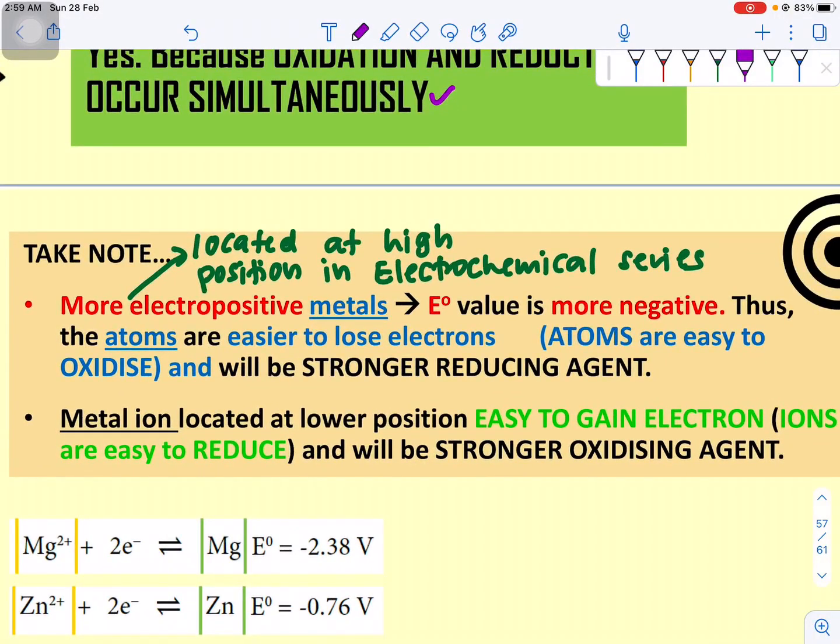Okay, just now we were talking about displacement of metal, and displacement of metal will happen when a more electropositive metal displaces a less electropositive metal. So we need to know who is more electropositive. So who is more electropositive? A more electropositive metal is a metal located at a higher position in the electrochemical series, and at a higher position, its E node value is of course more negative. When the E node is more negative, it is a more electropositive metal.